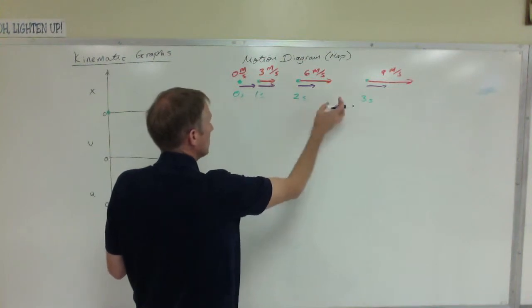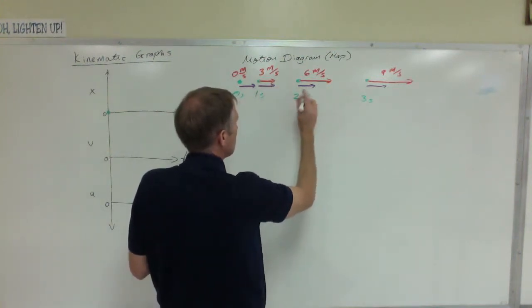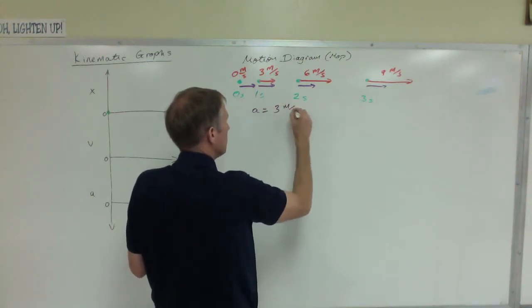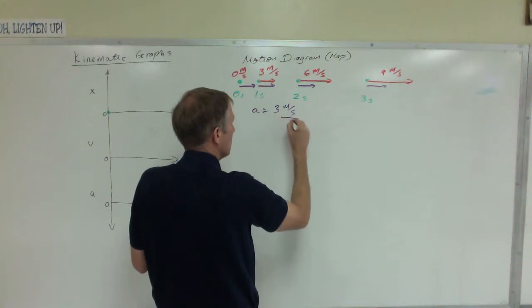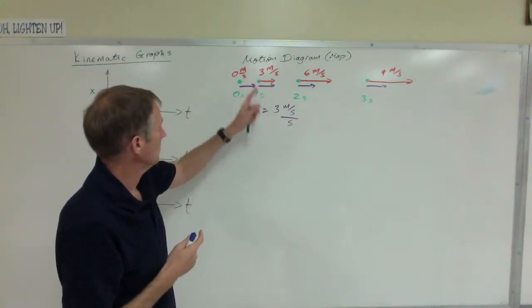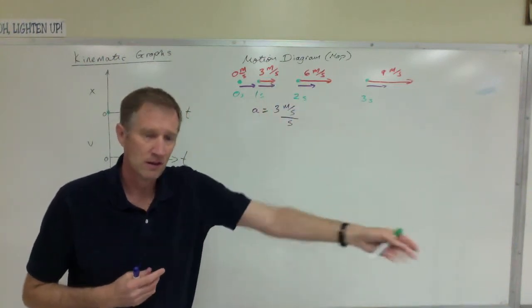Again, purple will be the acceleration. And notice that each one of these things is 3 meters per second every second. That's the acceleration. 3 meters per second every second. 0 to 3, 3 to 6, 6 to 9, 3 meters per second for every second.